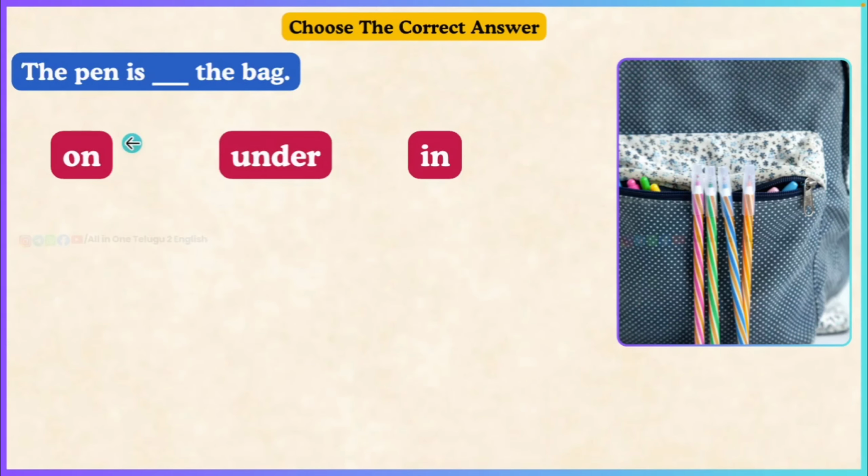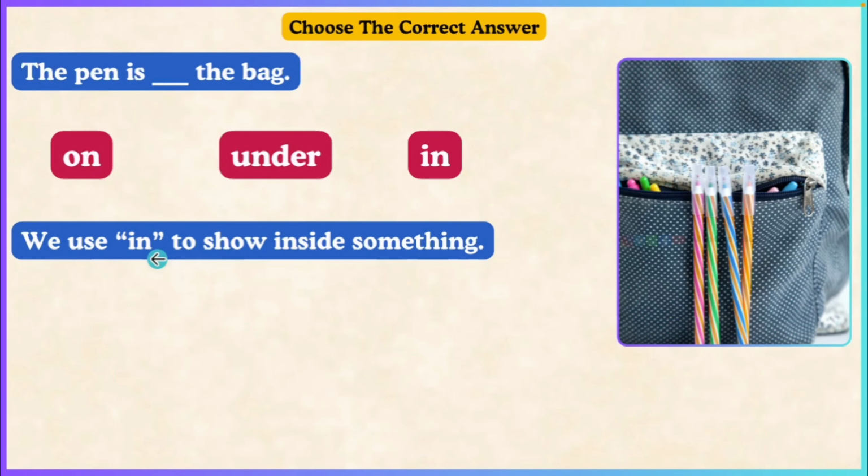The pen is on the bag. The pen is under the bag. The pen is in the bag. We use in to show inside something. The pen is in the bag.